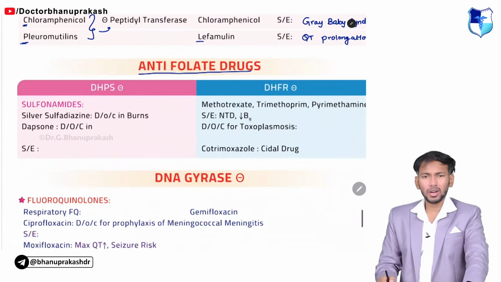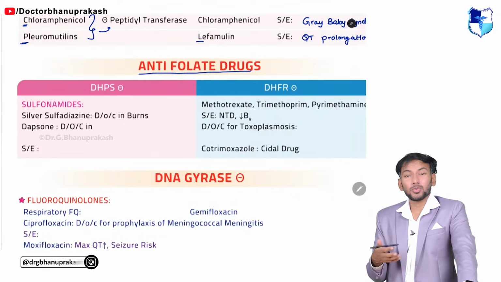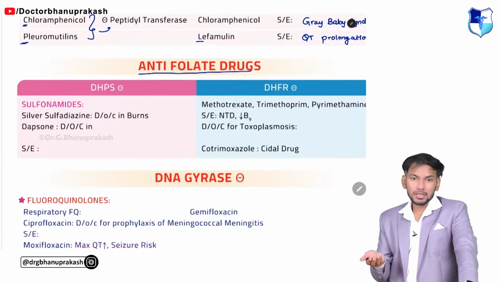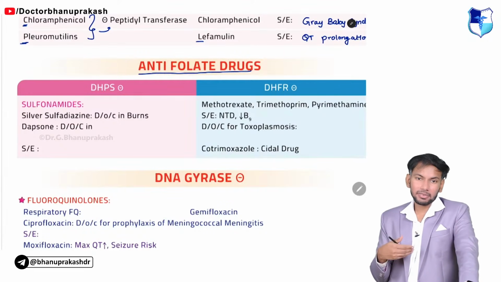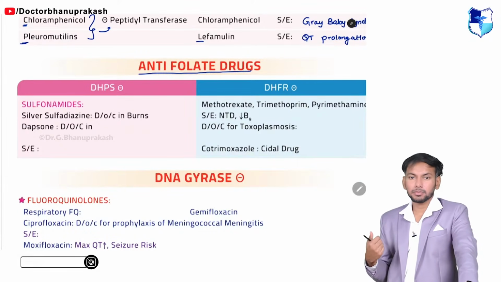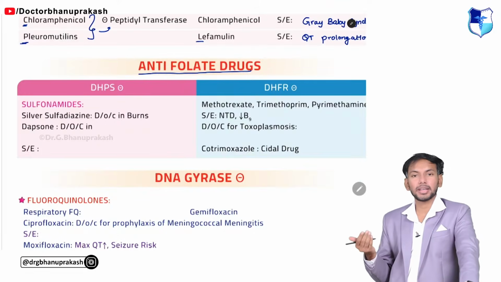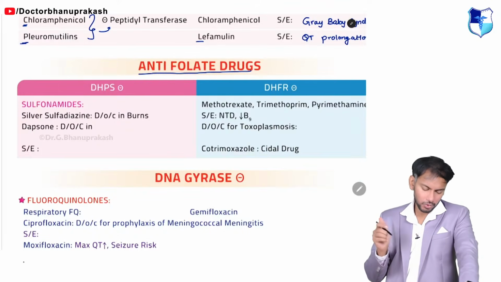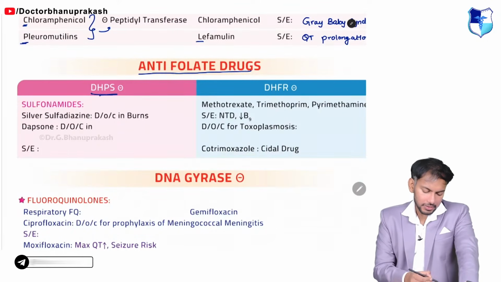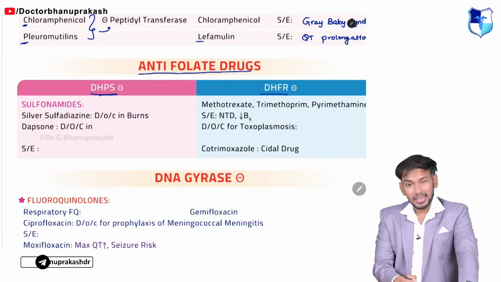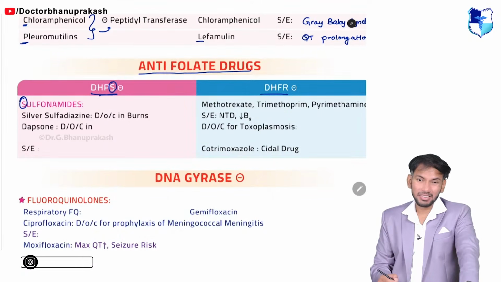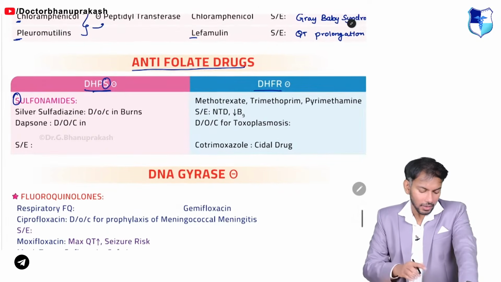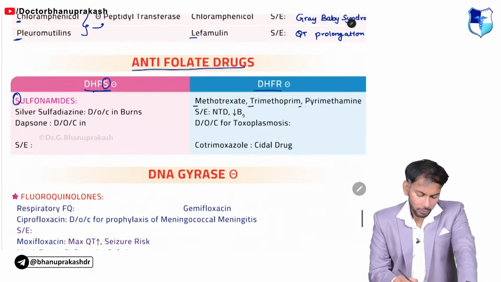Anti-folate drugs. Now, how is the active form of folic acid formed? Pteridine plus PABA will combine together to form DHFA, and DHFA will form tetrahydrofolate or folinic acid. This is the active form. For formation of this, you need DHPS enzyme and DHFR enzyme. DHPS can be blocked by sulfonamides. DHFR will be blocked by drugs like methotrexate, trimethoprim, pyrimethamine.